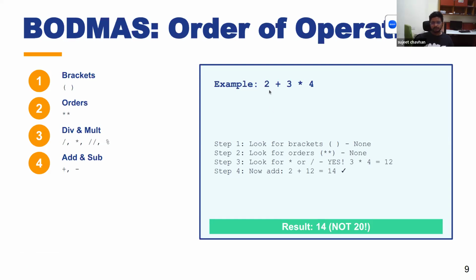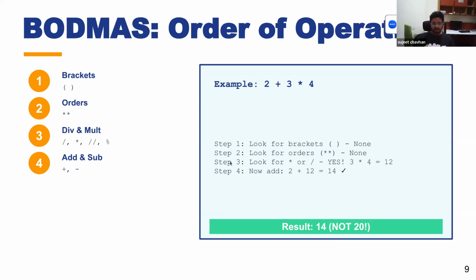For example, we have 2 plus 3 star 4. So which one will be evaluated first? Can someone answer? Multiplication, 3 into 4. Right. So 3 into 4 will be evaluated first, and then 2 will be added. So result will be 14. Not like 2 plus 3 is 5 and multiply by 4.